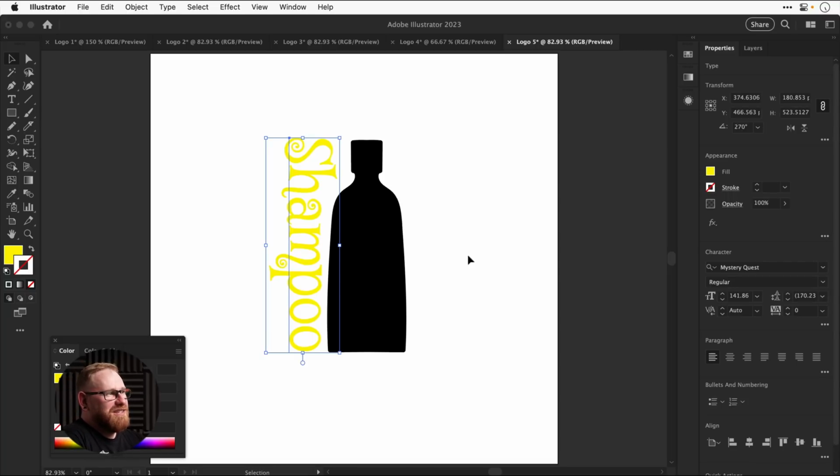this one just didn't really work. I was trying to take the letters and make them fit the shape of the bottle. And that can work quite well sometimes, but in this example, it just wasn't happening. So that was a colossal fail.